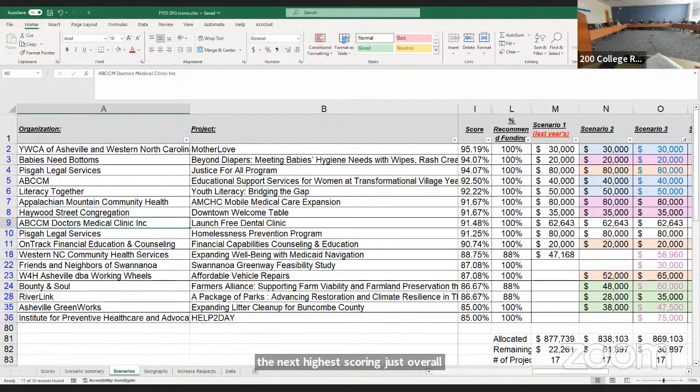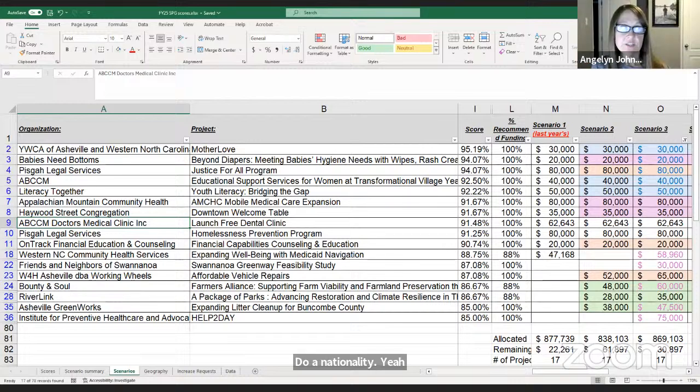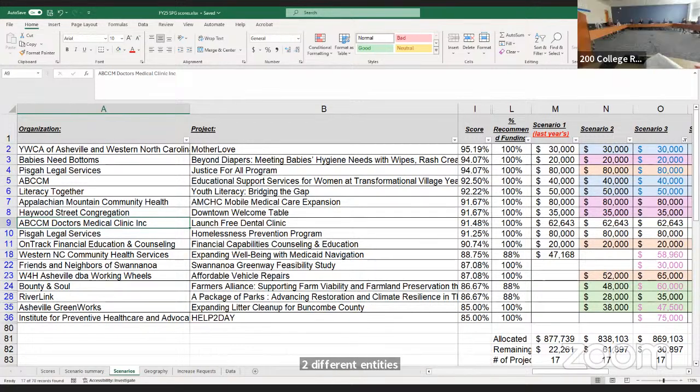And again, you're listening for, did any of these scenarios speak to you as a jumping off point? If there were tweaks that you wanted to make to the rationale, or line item things in or out. And I checked real quick, and ABCCM and ABCCM Doctors Medical Clinic have different tax ID numbers, so they are 2 different entities. Thanks, Evelyn.